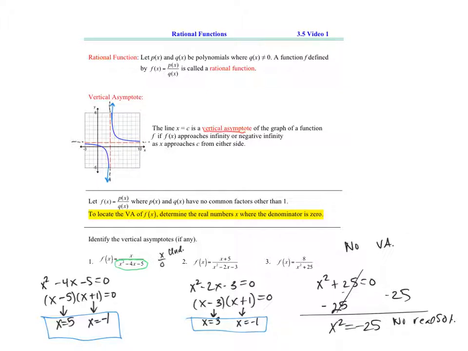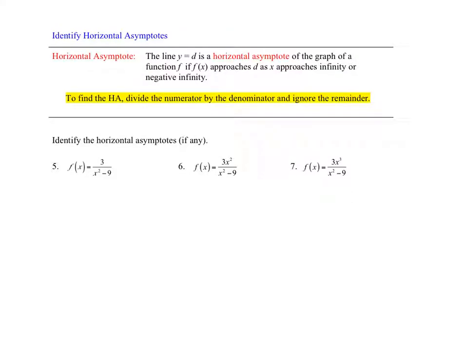Okay, the other thing that's nice to be able to figure out on a rational function are the horizontal asymptotes, and those are just horizontal lines where our output is approaching some number. Okay, so let me show you how to find these. Basically, all we need to do is divide and look at the quotient. We can just ignore the remainder, but I'm going to show you why that works.